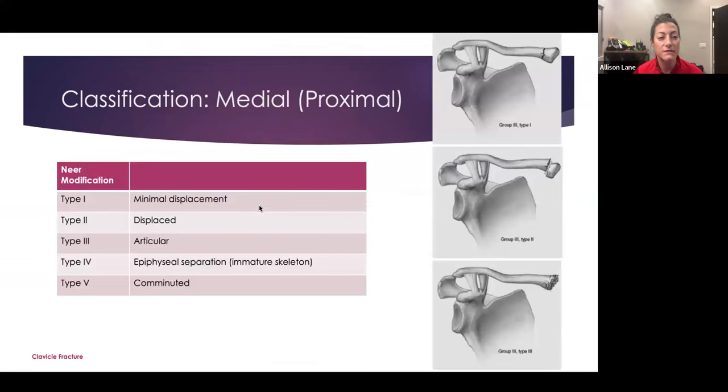And then you have your medial or proximal fractures. The true rate of non-union and outcomes with this isn't as defined because these are much more rare. The proximal clavicle and SC joint actually have pretty good ligamentous support, so that when fractures happen, they usually don't displace much. And so these tend to not happen very often or be very minimally displaced. But otherwise, again, you're looking for displacement, whether there's involvement of the articular surface, you have that epiphyseal separation I was kind of talking about with the SC joint dislocation, or whether it's comminuted.